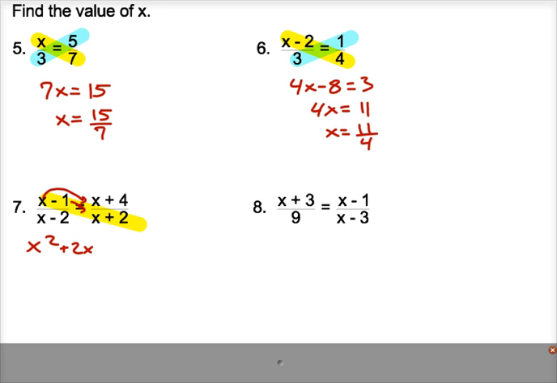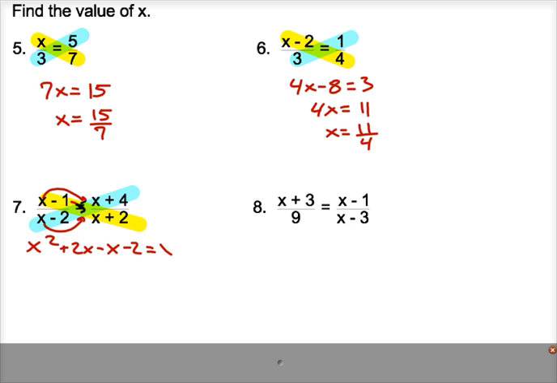Now distribute the negative 1. Negative 1 times x is minus 1x. Negative 1 times 2 is minus 2. And this is going to equal what I get when I cross multiply the other direction. So you can think of the whole FOIL process again, or you can just think of let's distribute. I'm going to take the x and multiply it up into the top.